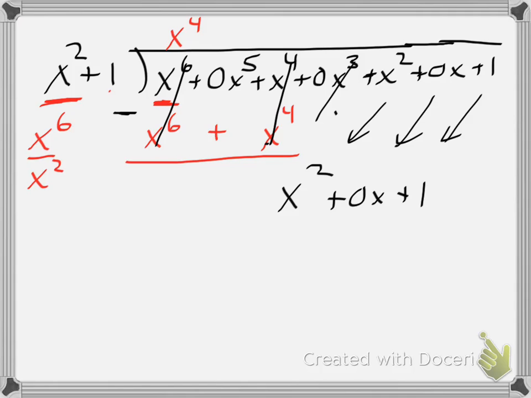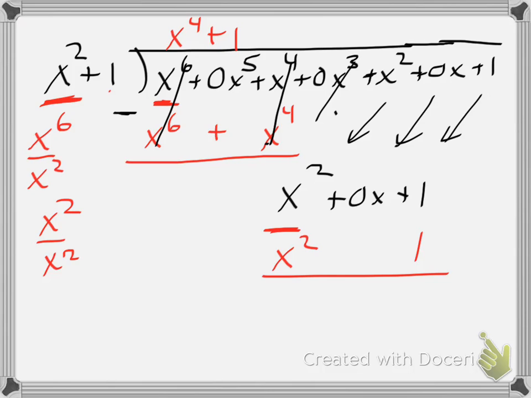And now repeat again. First term, x squared goes into x squared once. So I say plus 1. And then multiply. 1 times x squared gives me x squared. 1 times 1 is 1. And then I subtract. X squared minus x squared, of course, cancels out. 0x minus nothing means nothing left, again because there's nothing in front of it to hold its place. 1 minus 1 is 0.